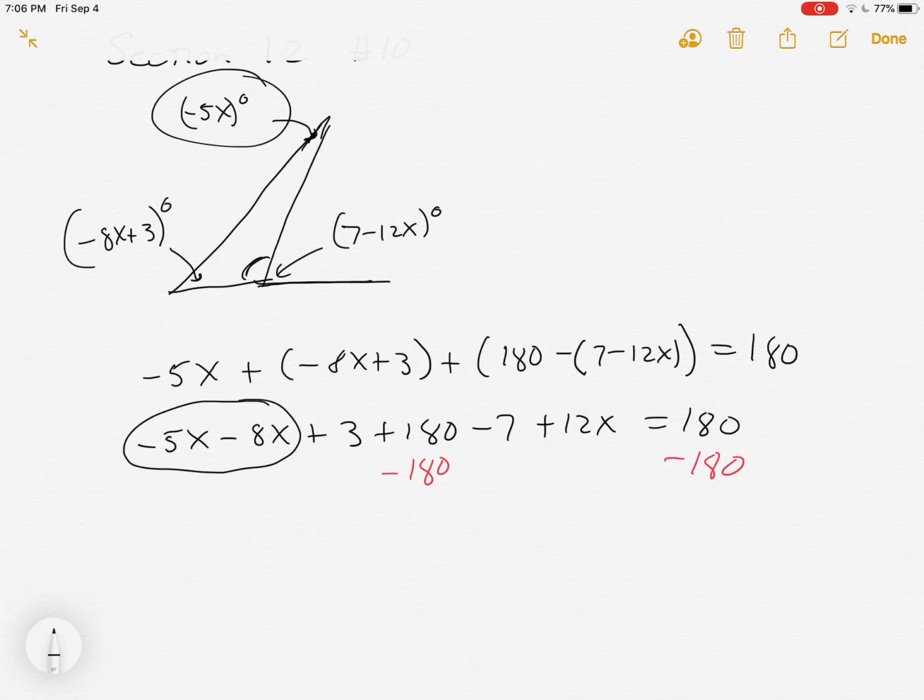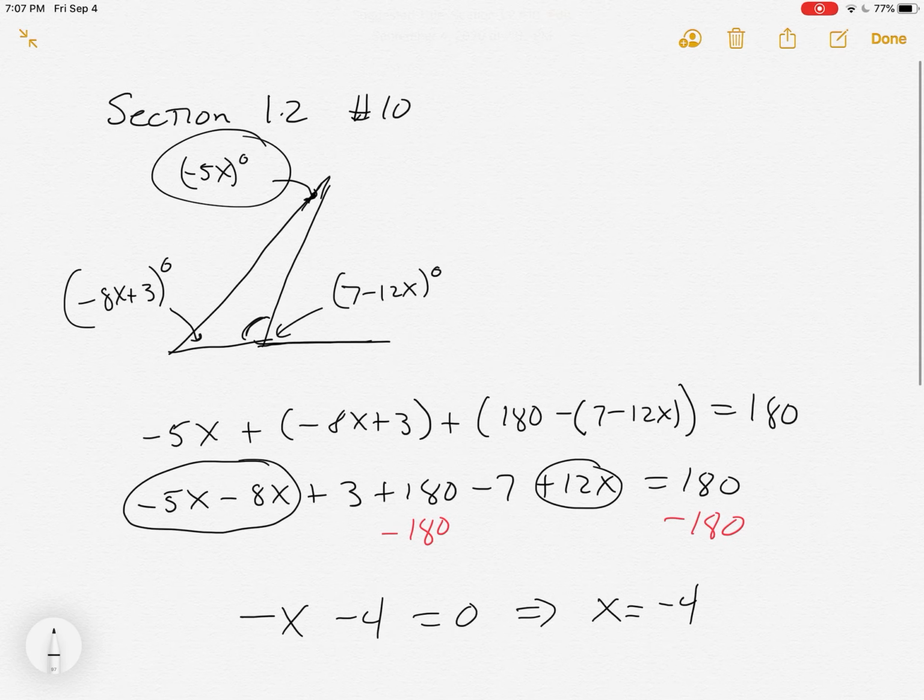So let's look at the x's. There's negative 13 of them there and 12 of them here, so I'm ending up with negative x. The 3 and the negative 7 is a minus 4, and that's equal to 0. So that implies that x is equal to negative 4. As we solve that, we can add over the x and be done. You can add over the 4 and divide by negative 1 and be done. There's no reason to show that algebra. You know it. So what are the angles?